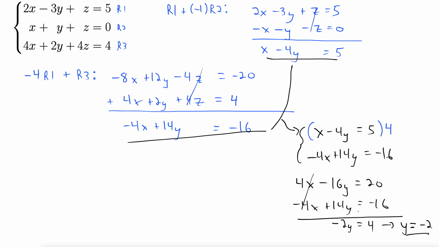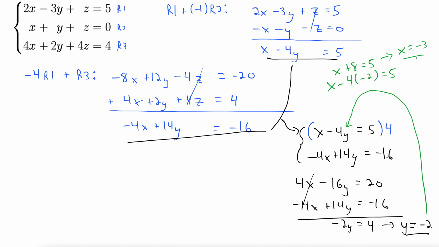Alright. We can't go all the way back to plug in. We don't have enough variables yet, so we have to plug in somewhere intermediate. So you find the easiest looking spot to plug in. I'm thinking right here, because we just have an x right here. So plugging in there gives x minus 4 times y, which is negative 2, equals 5. Okay, x plus 8 equals 5, which tells us that x is negative 3. Two down.